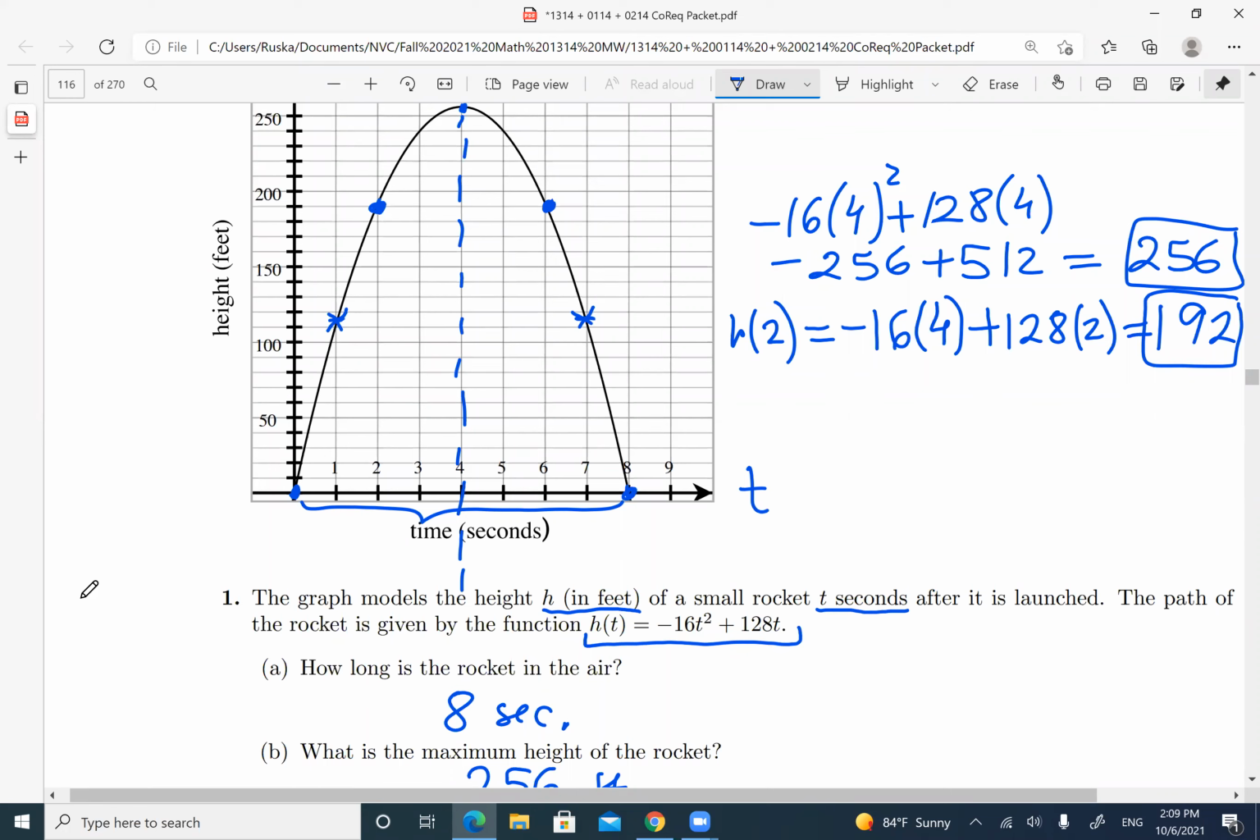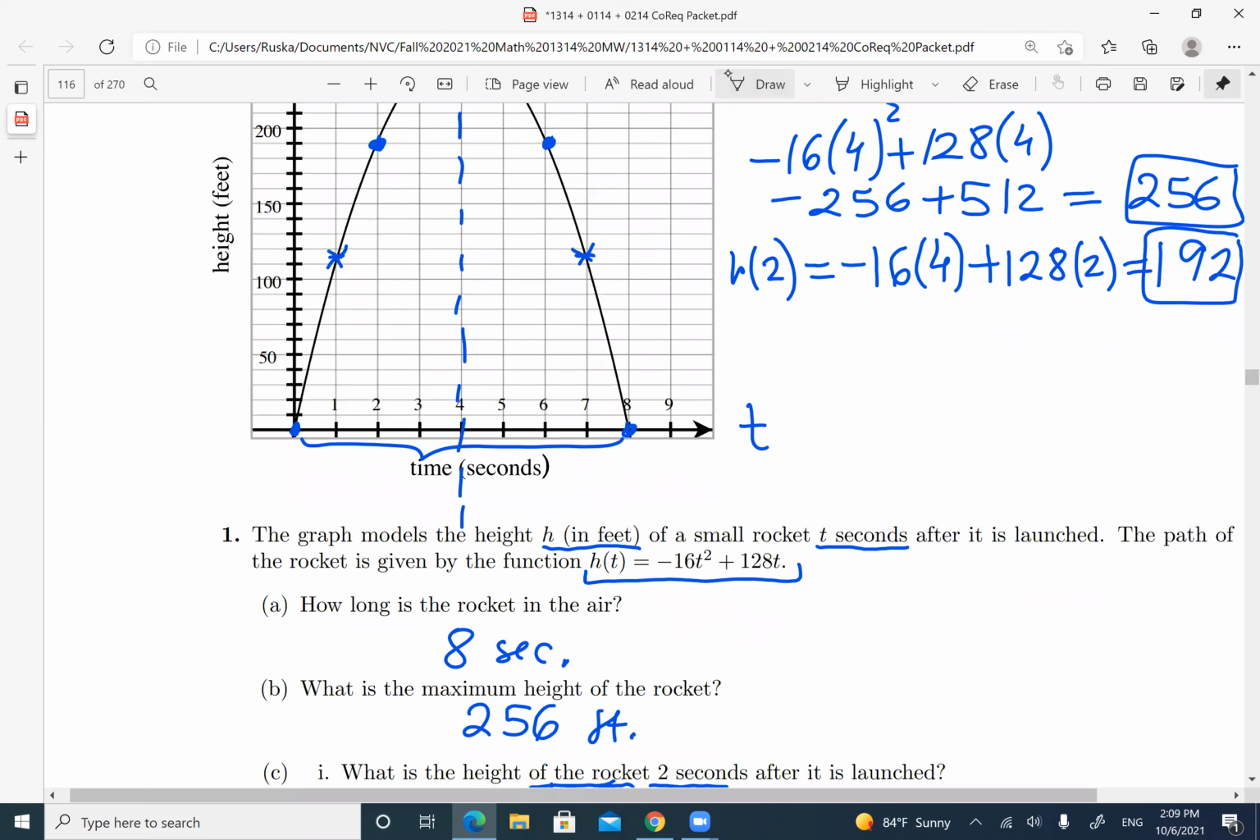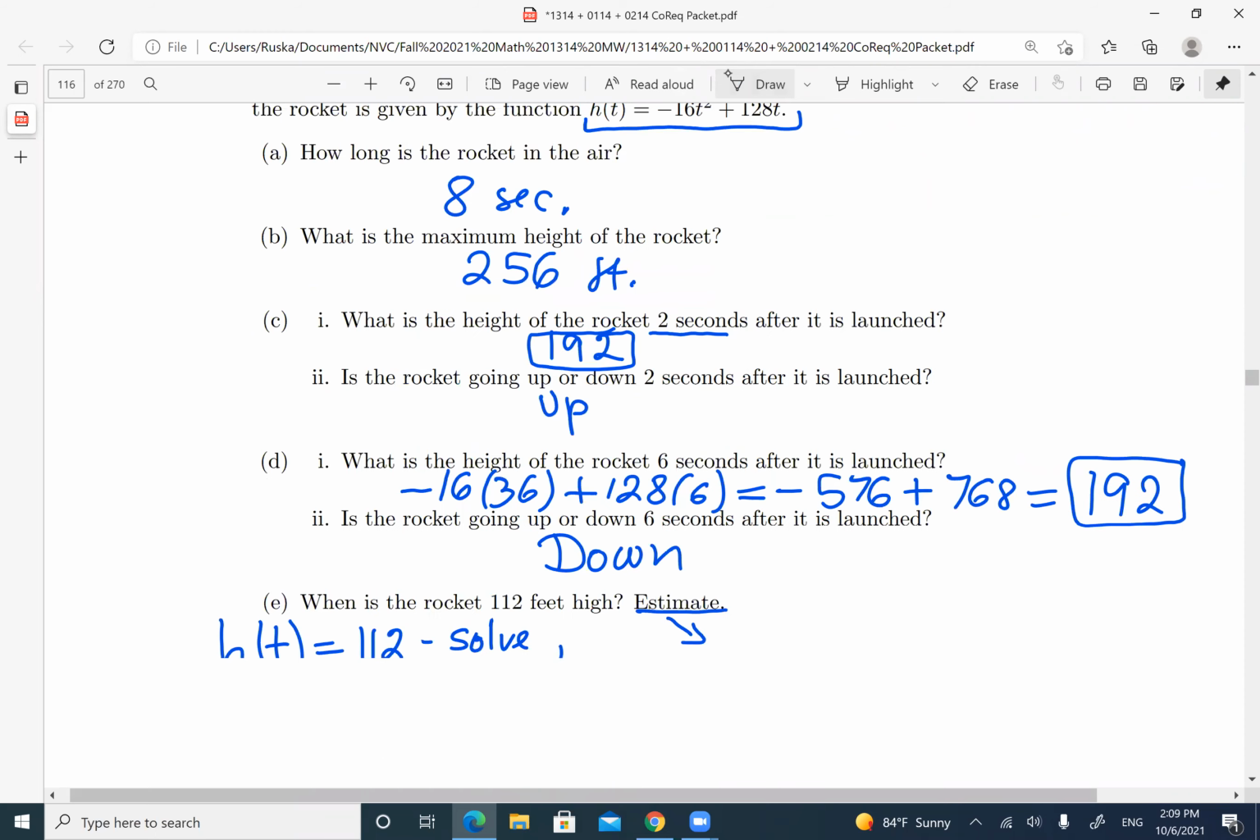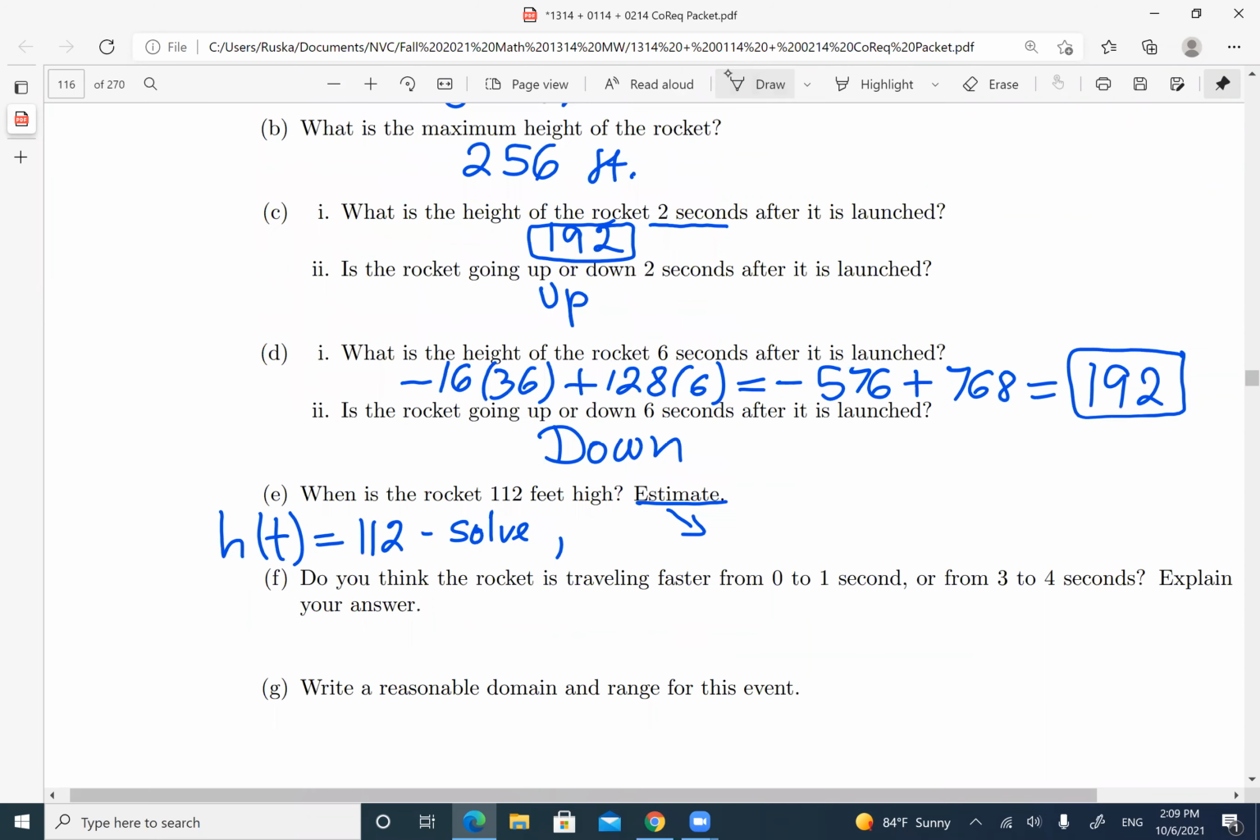Everybody see that? So if they want me to get the approximate time when it's going to be at height 112, I'm going to say 1 and 7 seconds. That's the estimate. 1 second and 7 seconds. It's going to be at that height at 2 different times. Now here I forgot to put the feet, right? You see that? Don't forget the units, okay?